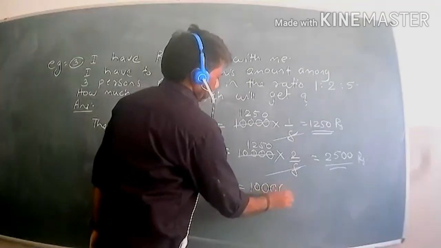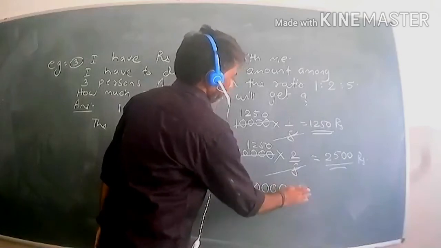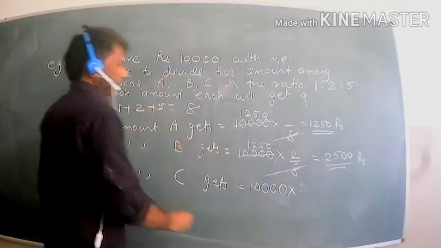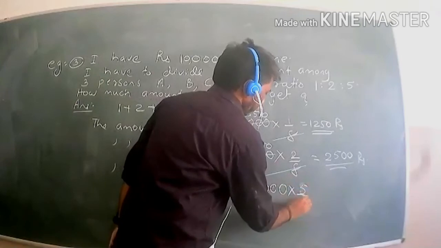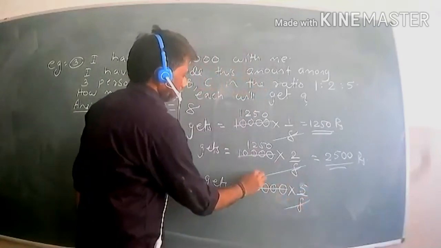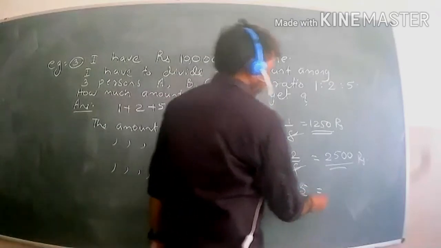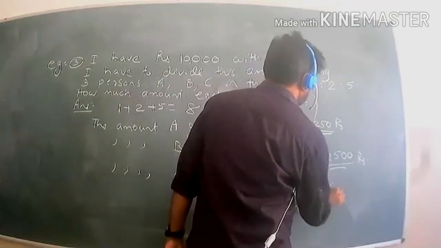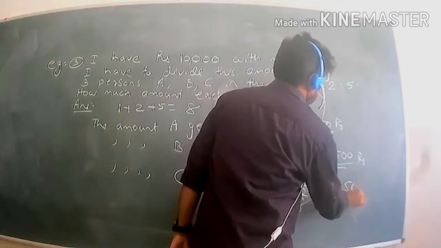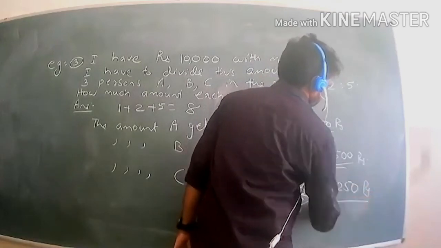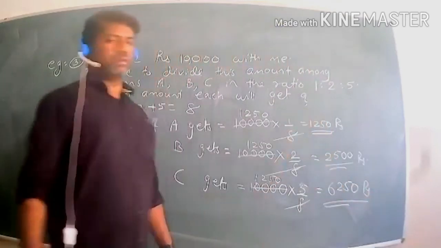Then the amount C gets is equal to 10,000 into C's part, which is 5 by 8. That is 1,250 into 5, which is equal to 6,250 rupees. If you add all this, you will get 10,000.